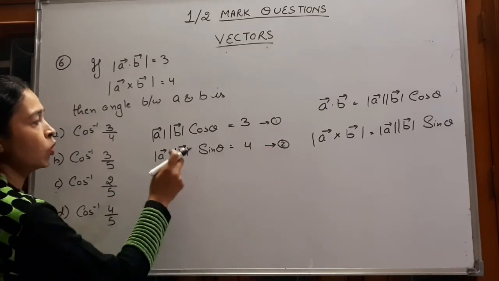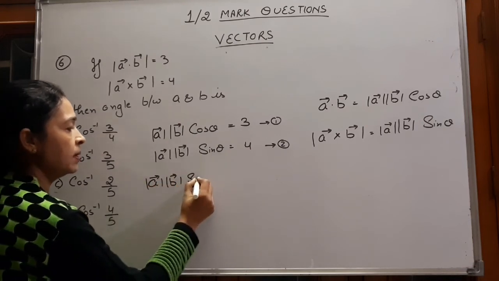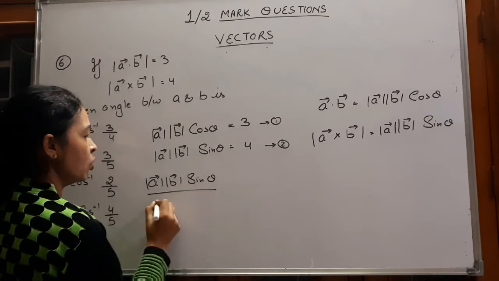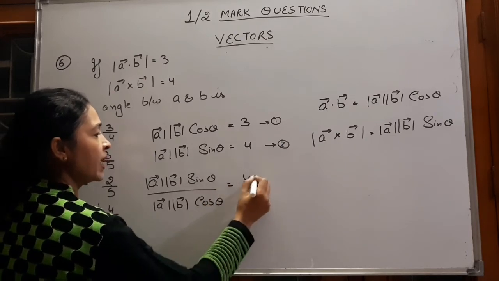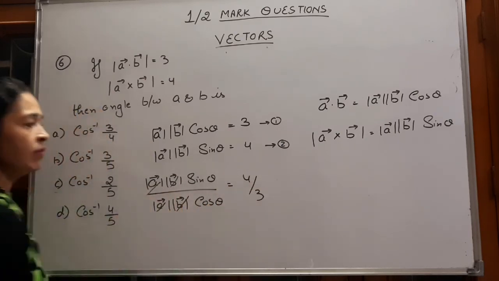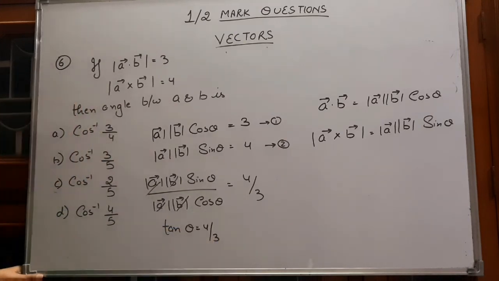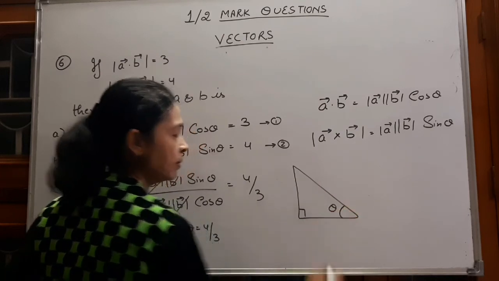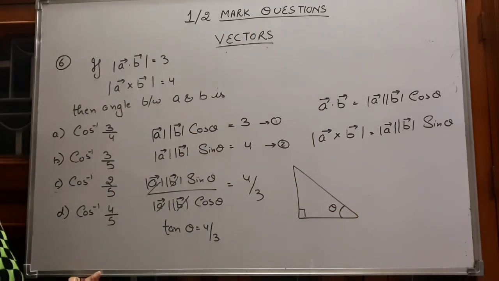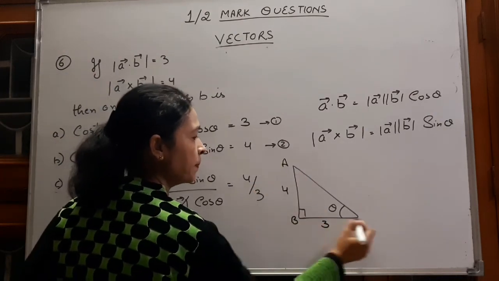Divide second with first. What do we get? Magnitude of A magnitude of B sin theta upon magnitude of A magnitude of B into cos theta equals to 4 by 3. This is cancelled. We have tan theta equals to 4 by 3. We have to find theta. 4 options are given. This is our right angle triangle, and this is angle theta. What is tan theta? Opposite side upon adjacent side. This is 4 and this is 3. This is triangle ABC.